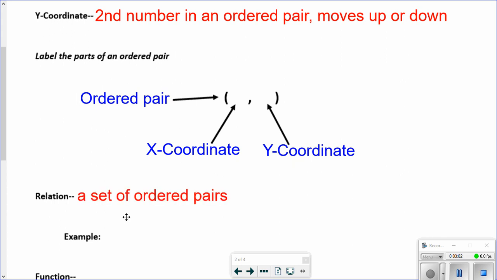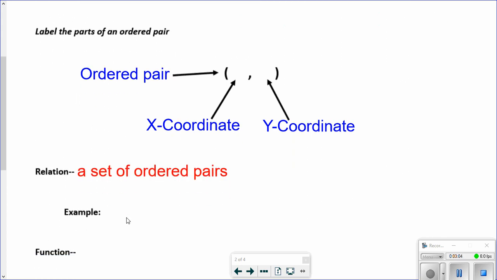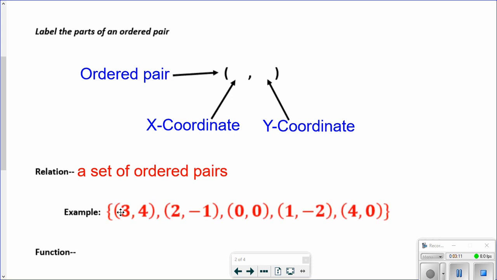A relation is a set of ordered pairs. And an example would just be this. When you write it as a set of ordered pairs, we put it in braces, just like set builder notation. We just have braces there, and we just write all of our ordered pairs with commas in between.